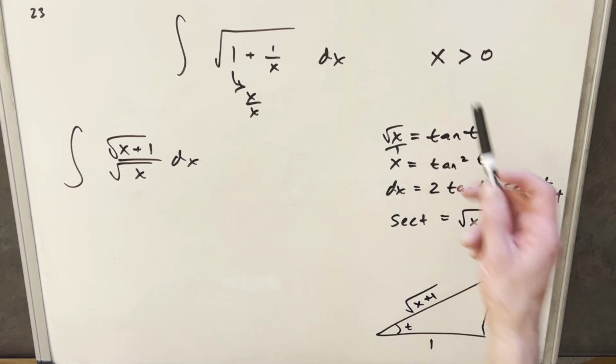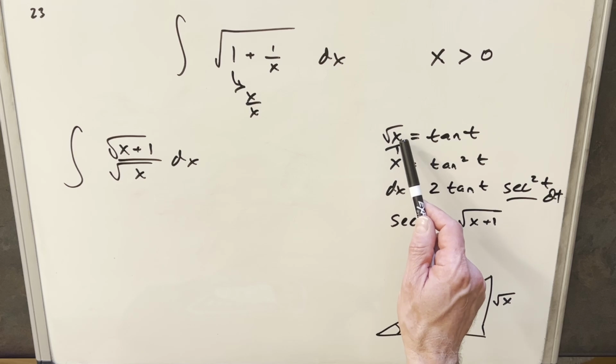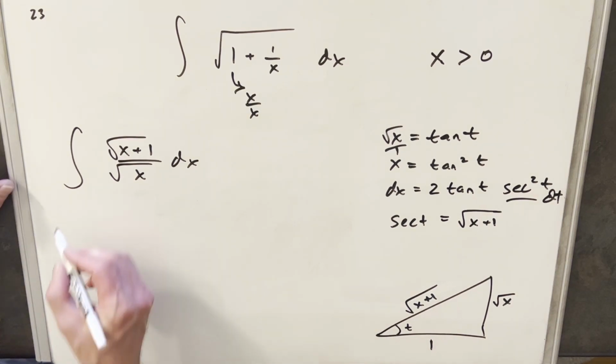And then again, as we know x is greater than 0, we're not going to have any problem with our tangent value, having that positive value in the square root, and then here this is going to be positive as well, so we don't have to worry about any of that. Okay, so now I can make this substitution.